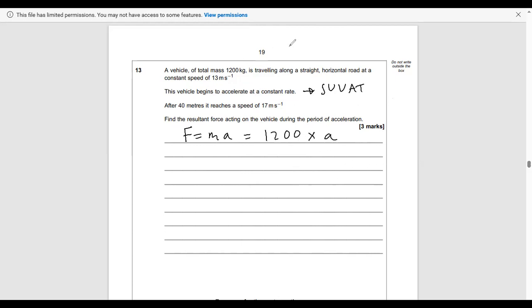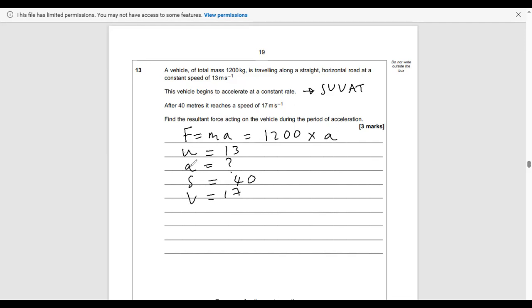Let's see what data we've got. We've got a constant speed initially of 13, and then it begins to accelerate, so our initial speed u is 13. We don't know the acceleration, so a is the question mark. After 40 meters, it reached a speed of 17, so we've got a displacement s of 40 meters along a straight road, and the final speed v is 17.